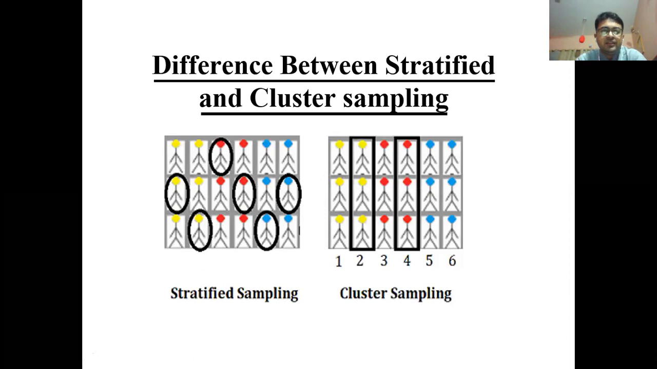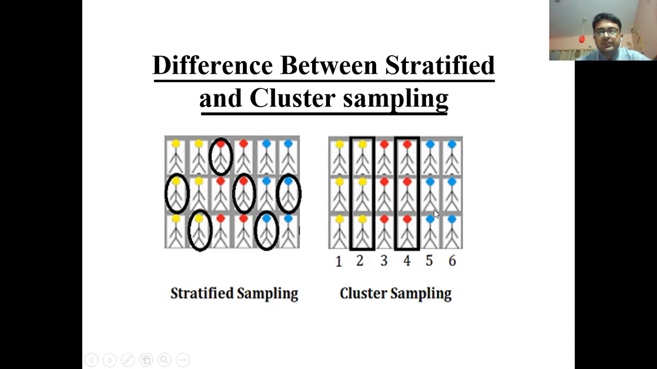Now the question is, there are some similarities in stratified and cluster sampling, so I have given the differences here. To understand more, now this is stratified sampling. This is one strata, here is a second strata, and here is a third strata. This means in stratified sampling, the researcher has three strata. In one strata, there is an equal chance of occurrence of any individual in the population in the strata. So randomly choosing this red one, this yellow one, this one, and here choosing the two. So this is basically stratified sampling.